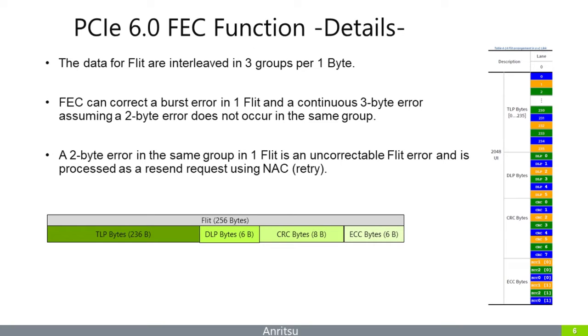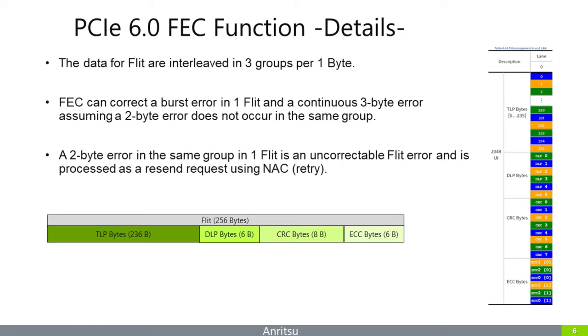So this is the detail of FEC. The data of Flit are interleaved into 3 groups per 1 byte or 1 FEC symbol. So they call it the 3-color FEC scheme. And forward error correction can correct a burst error in 1 Flit and a contiguous 3-byte error, assuming 2-byte errors don't occur in the same group.